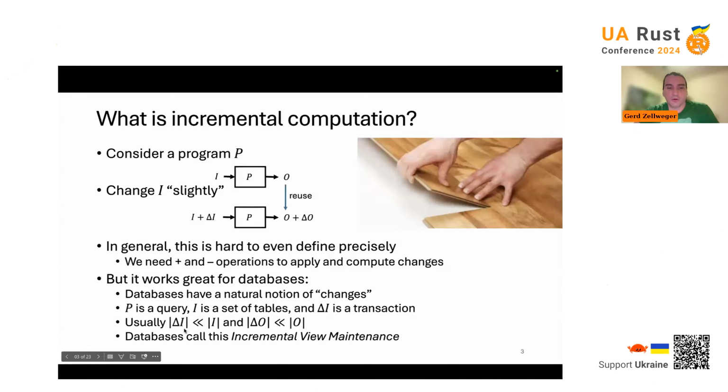And it also usually holds that the delta I, the change we want to send, is much smaller than the set of all the data we have in the tables. And the delta of the output that results from sending this change is much smaller than the total output we have in the database. And so there is a term for this in databases. They call this incremental view maintenance. So let me explain a little bit more from a database perspective how this looks.